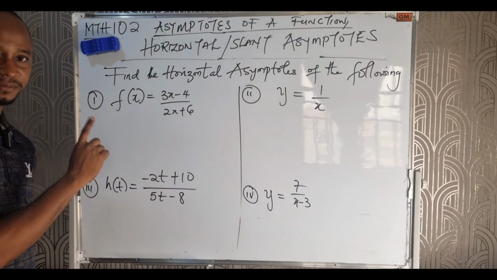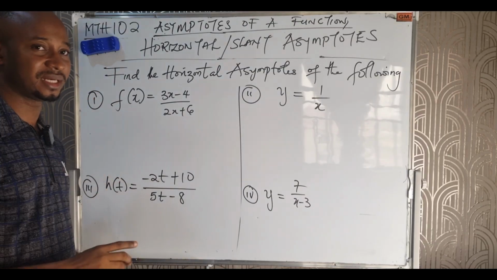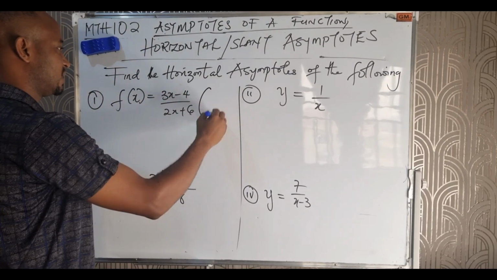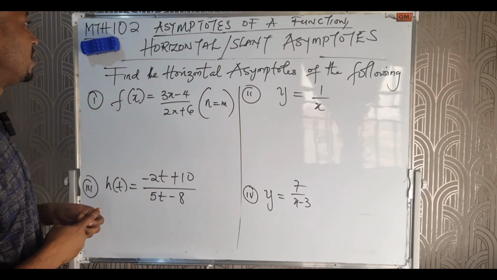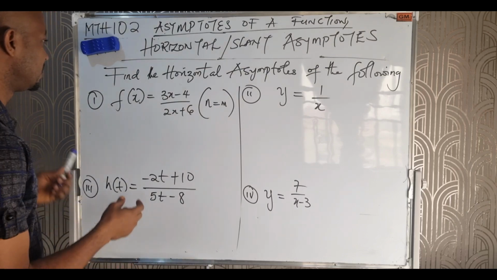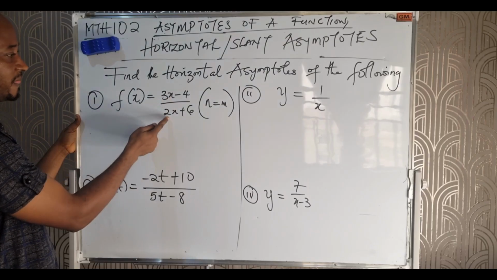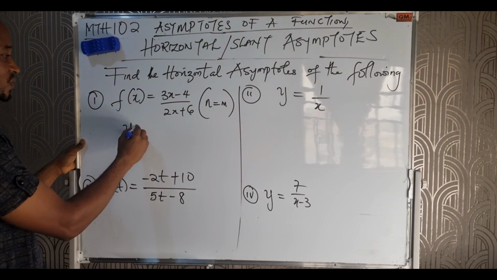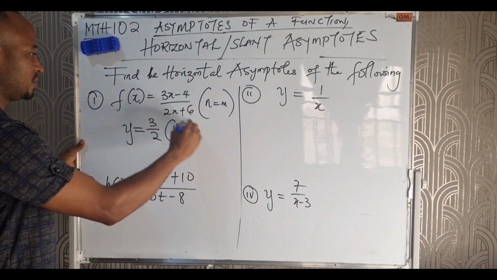If you look at this question closely, you'll find out that the degree of both the numerator and denominator are the same. The degree here is 1, and the degree here is 1. So this falls in the first condition, when n equals m. To find the horizontal asymptote, we divide the coefficient of the leading variable, which is x. The coefficient of x here is 3, and that of x here is 2. So our horizontal asymptote occurs at y equals 3 divided by 2. This is it, or HA occurs here.